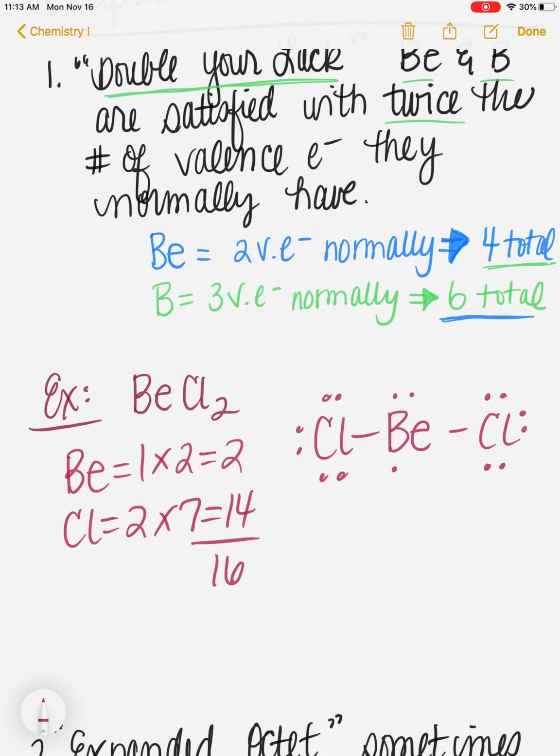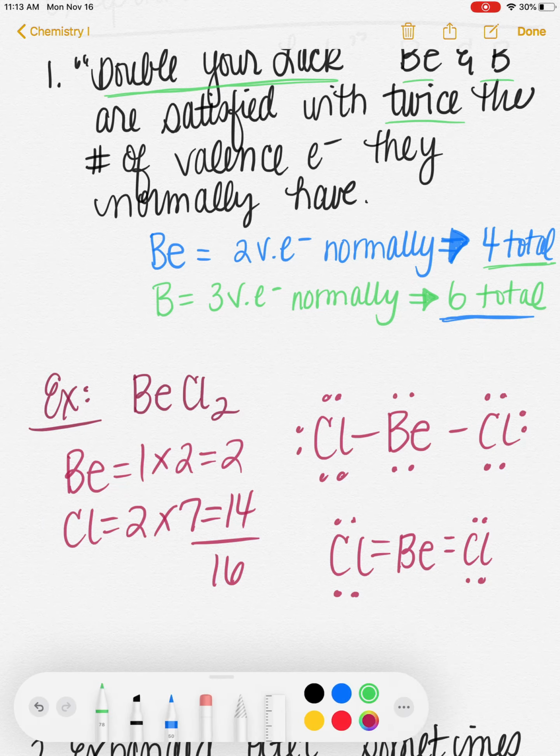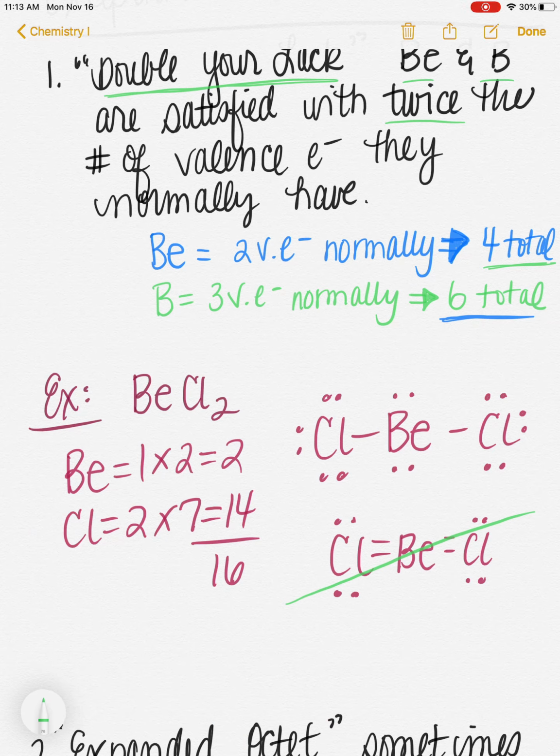Normally then I would go through and I would draw 2 more pairs of dots on beryllium so that it's got a full 8. If I count up 2, 4, 6, 8, 10, 12, 14, 16, 18, 20, I have overspent. Now, you could, in theory, try double bonds like this. And then finish out your octet for your chlorines. You've got 2, 4, 6, 8, 10, 12, 14, 16. However, even though that follows the rules that I told you earlier, this is no good.